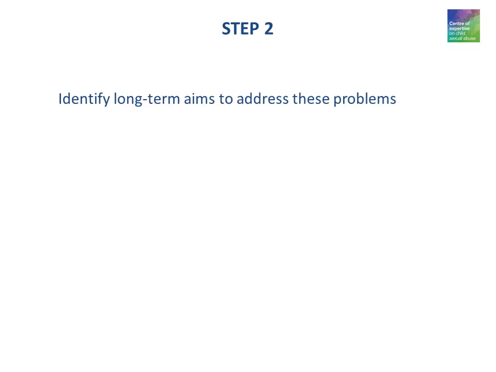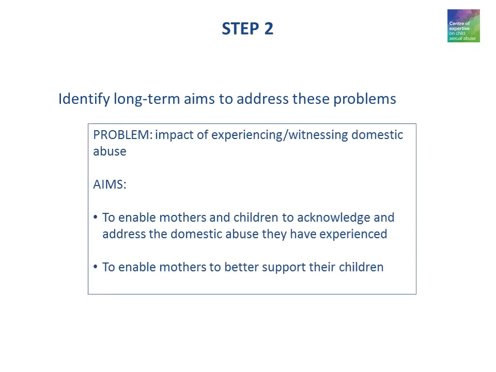The next step is about identifying long-term aims that address these problems. So these are likely to mirror the issues that you've identified. So, for example, if the problem identified is the impact of experiencing and witnessing domestic abuse, then the aims might be to enable mothers and children to acknowledge and address the domestic abuse they've experienced, and to enable mothers to better support their children. It's important to remember that your aims are high level and describe broad areas of change that your work will bring about.